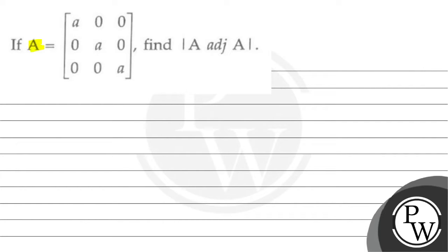Let's see this question. If A is equal to, here A is a matrix of order 3 cross 3, elements are A 0 0, 0 A 0, 0 0 A. Then find determinant of A into adjoint of A.